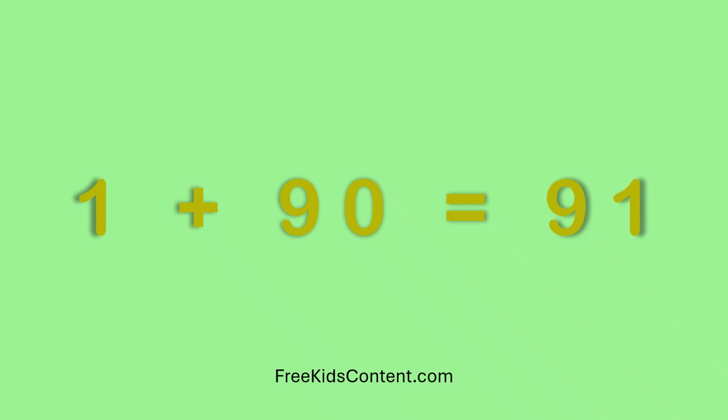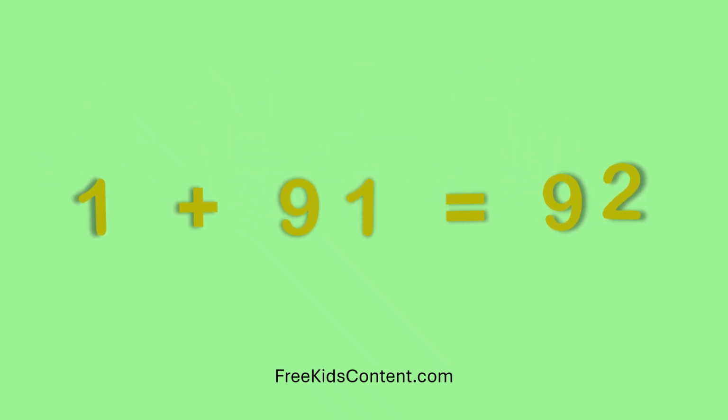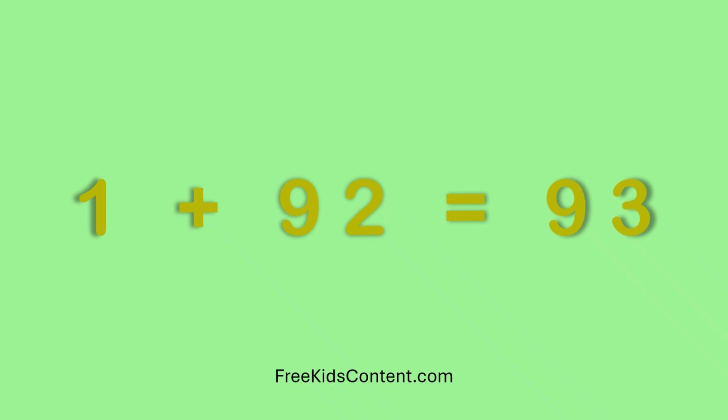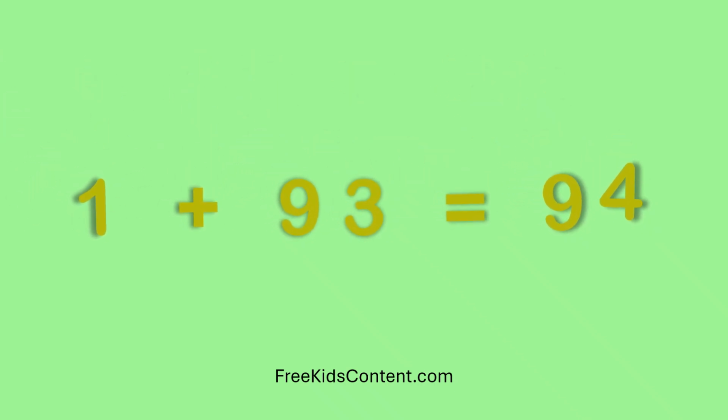1 plus 90 is equal to 91. 1 plus 91 is equal to 92. 1 plus 92 is equal to 93. 1 plus 93 is equal to 94.